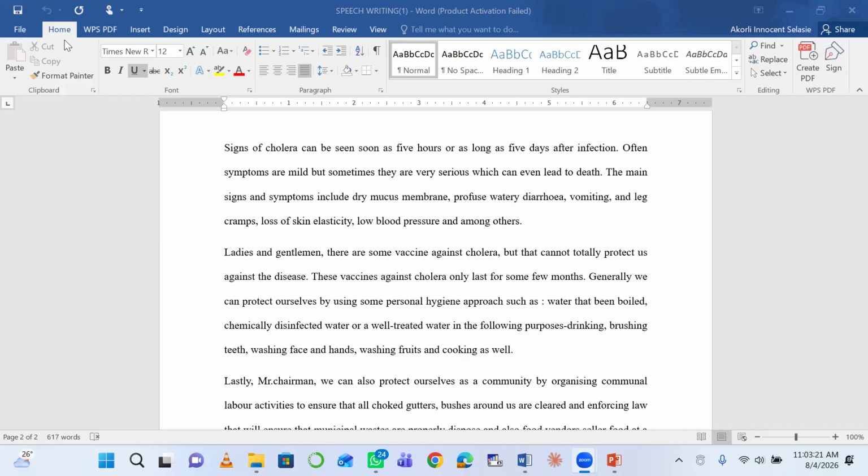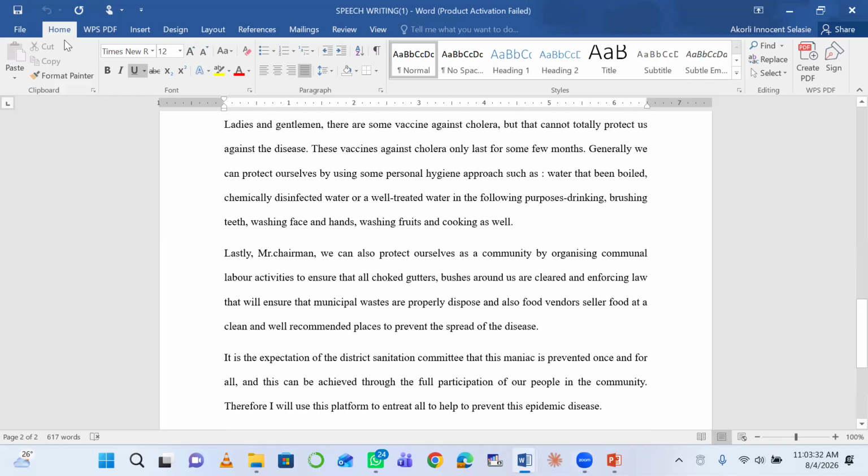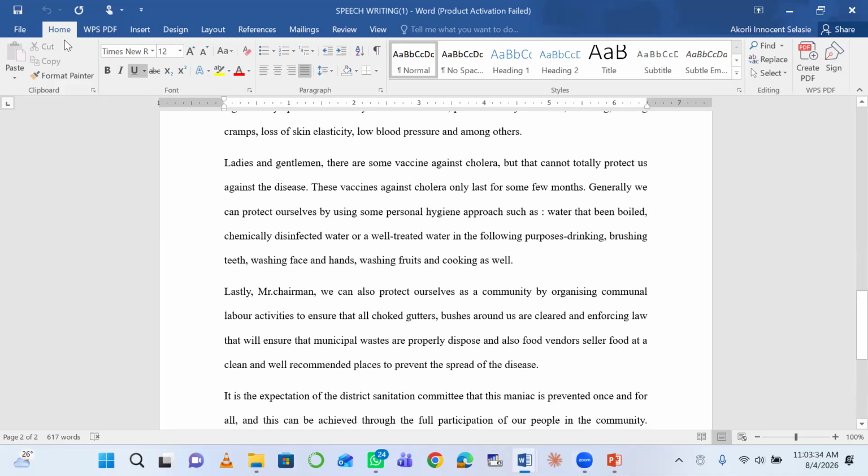Ladies and gentlemen, there are some vaccines against cholera. Doc, you've gone up. Okay. Sorry. Ladies and gentlemen, there are some vaccines against cholera, but they cannot totally protect us against the disease. These vaccines against cholera only last for a few months.